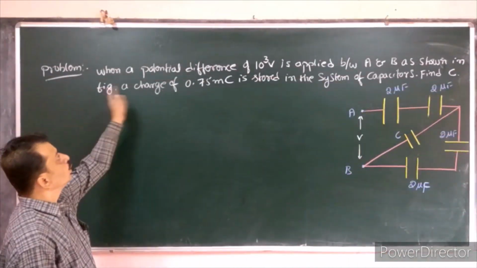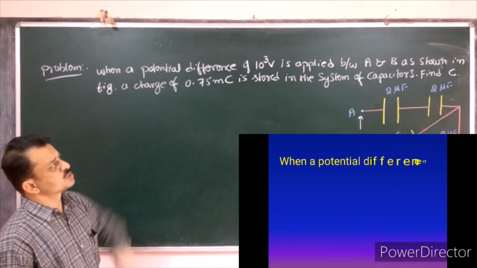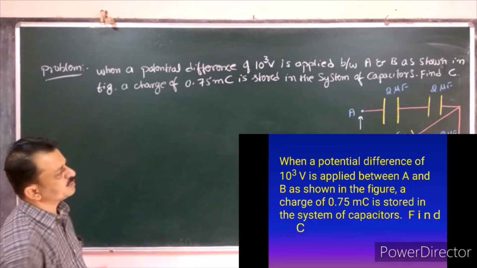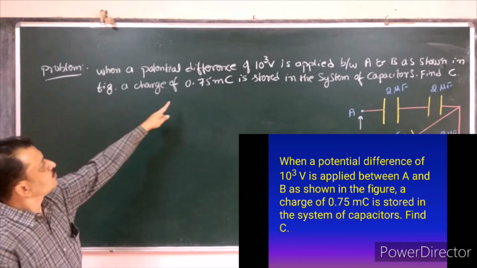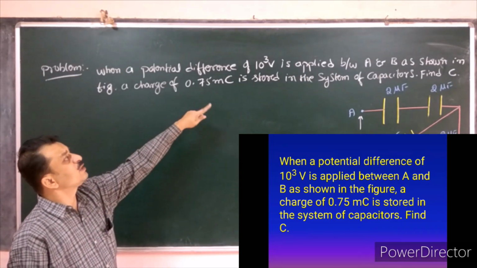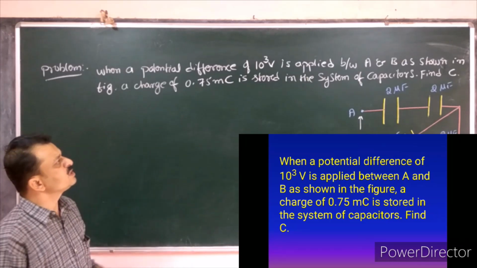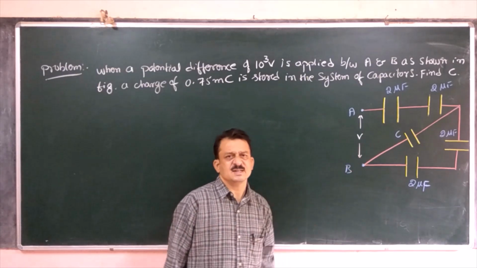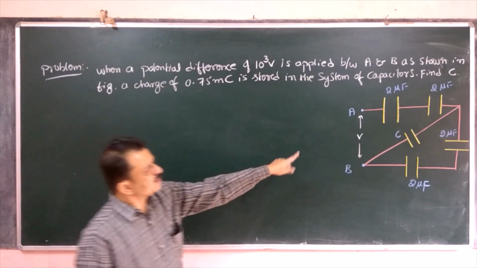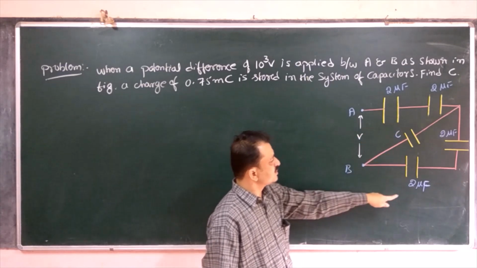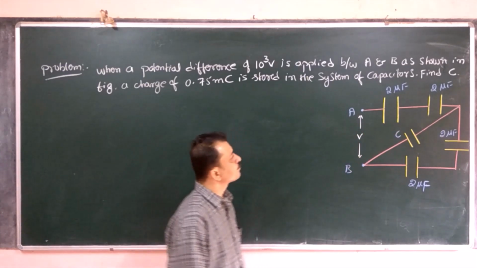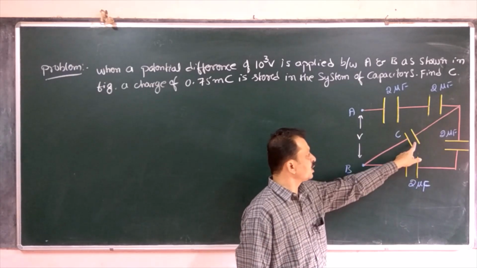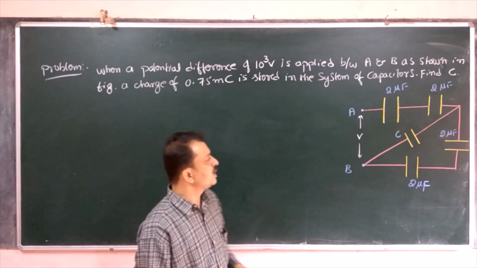Next problem. When a potential difference of 10 to the power of 3 volts, that is 1000 volts, is applied between terminals A and B, as shown in the figure, a charge of 0.75 millicoulomb is stored in the system of capacitors. Find the value of C. So here we have a system of 5 capacitors connected in this network. 2 microfarad, 2 microfarad, 2 microfarad, 2 microfarad, and another one is C, that we are going to determine.